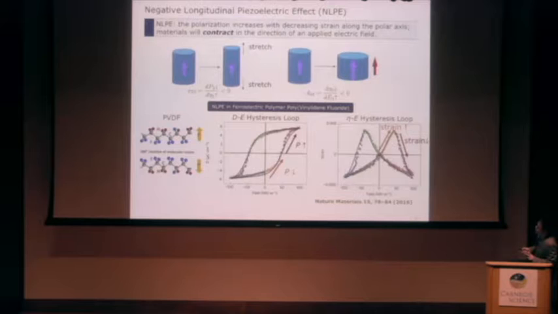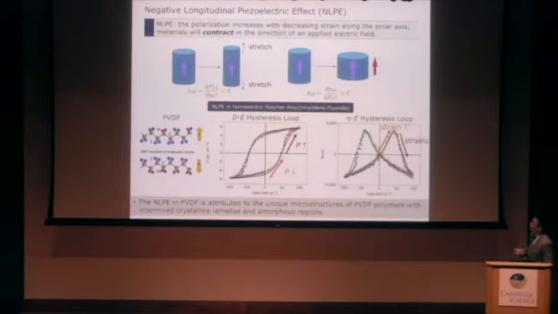As you can see here, when the magnitude of the polarization becomes smaller, the corresponding strain becomes larger. When they increase the polarization, the coupled strain becomes smaller. So this is a clear indicator of the negative piezoelectric effect. In the paper, they attribute this negative piezoelectric response to the unique microstructure of PVDF polymers, with intermixed crystalline phase and amorphous phase. In other words, it's not an intrinsic bulk property.